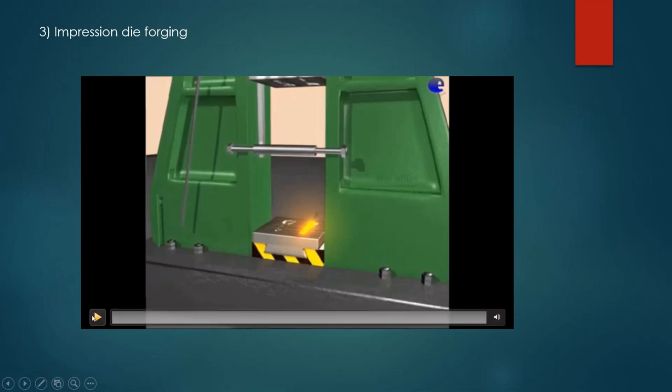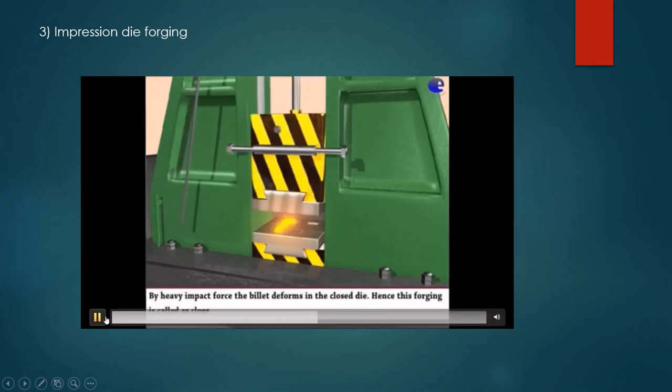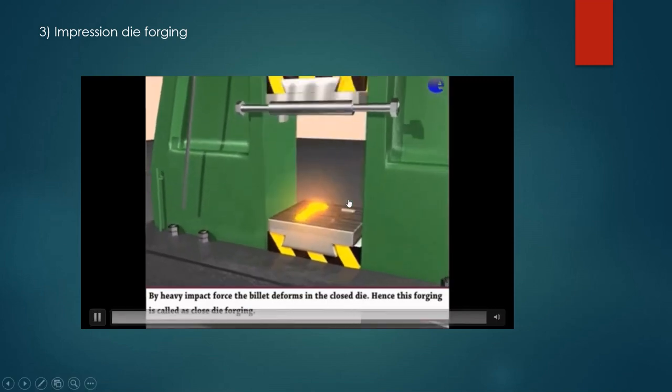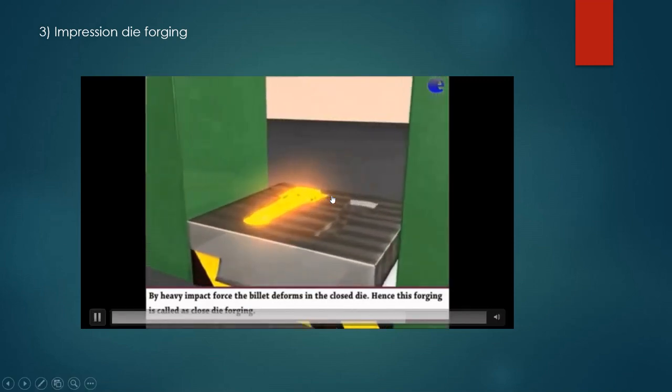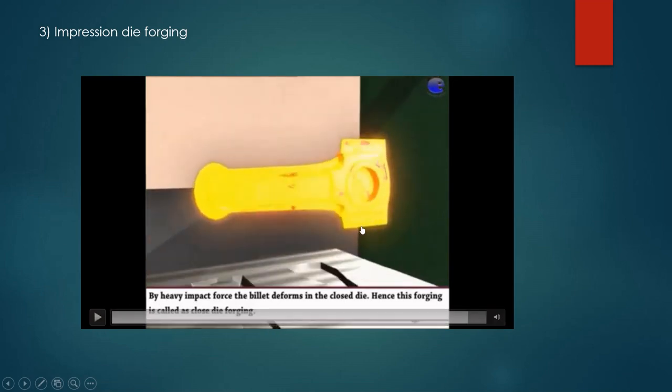Now here we can see that there are two dies and there is a hot billet placed between them, and it is pressed with the impression die, or we can say upper die, and we get the desired job by ramming continuously several times. And thus we can see here there is a flash. As I said earlier, this is the plane flash.